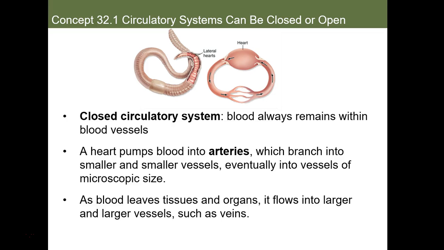A closed circulatory system is a system with blood that always remains within blood vessels. A heart pumps blood in arteries, which branch into smaller and smaller vessels. And these vessels become microscopic in size. As blood leaves tissues and organs, it flows into larger and larger vessels, the veins, and back to the heart.